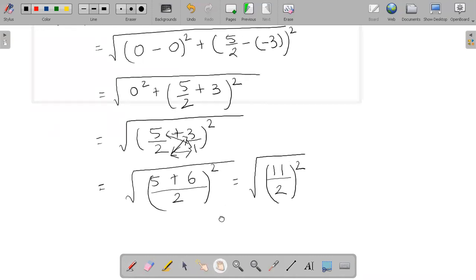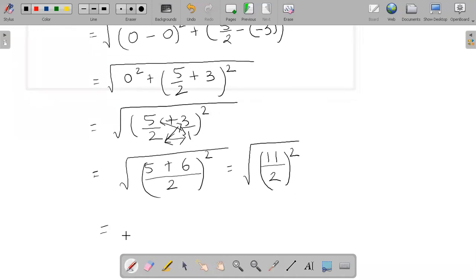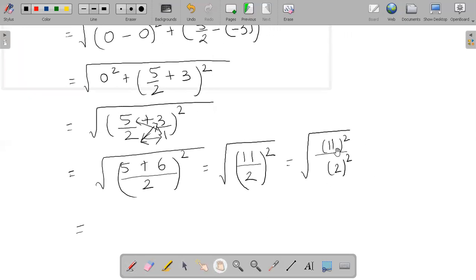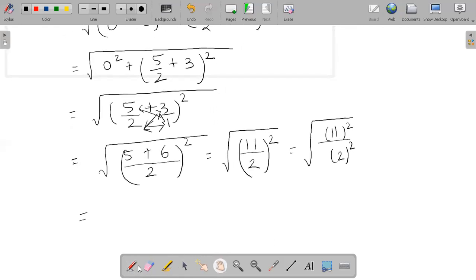Now in the next step, you'll have to take the square. You can separate the square, giving the square for the numerator and the square for the denominator. This becomes 11 square upon 2 square. Correct? Yes. Now you can avoid this one step. I'll complete this first and then I'll tell you the shortcut way.